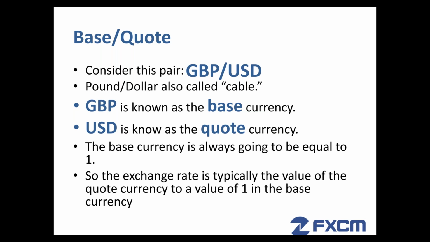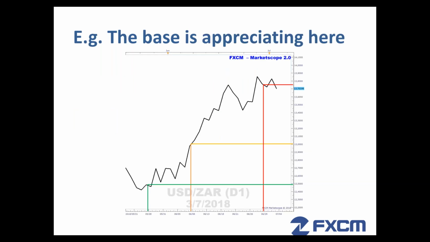Let's look at this a little bit more closely and take a look at a chart. Here we're looking at the US dollar to the rand, and you can see we've got 3 different levels denoted by the green, orange, and red. At the green level, the US dollar, which is the base currency, is equal to 1, and the rand is equal to around 12 Rand 50. So $1 is equal to 12 Rand 50. When we look at the orange lines, $1 is equal to 13 Rand. And when we look at the red lines, $1 is effectively equal to about 13 Rand 75.